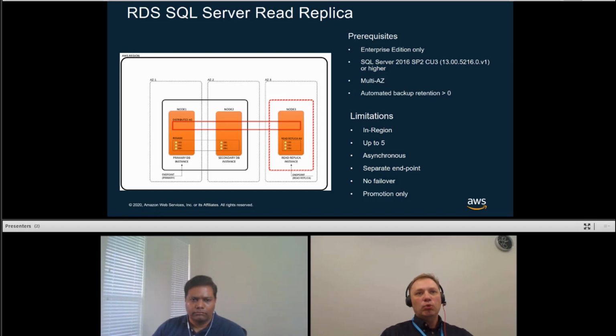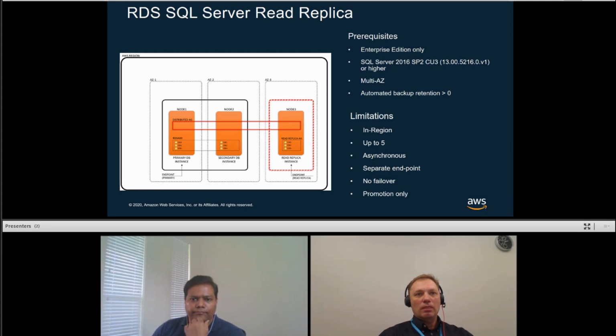Now, it's important to mention some of the limitations. First of all, it's in-region only. As of right now, it is impossible to deploy your read replica in a separate region. You can have only up to 5 of them currently, and those are asynchronous only. You cannot change that behavior. Running synchronous replicas is not an option at this point.